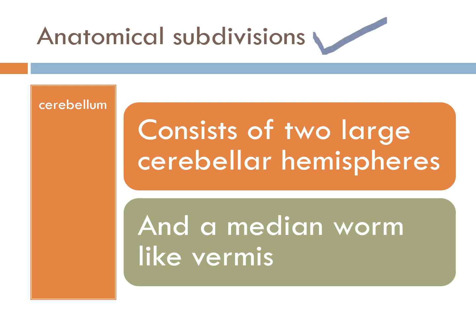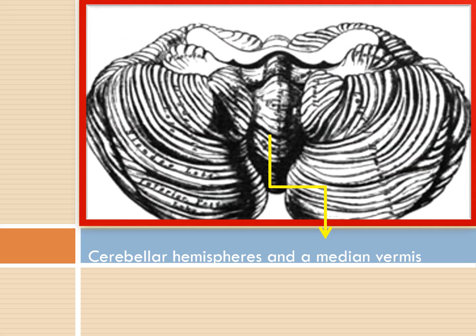Anatomical subdivision. You have to note this heading so that sometimes you may be asked separately. You may be asked cerebellum as an essay, or so many subdivisions we are having that may be asked as short notes. Now anatomical subdivisions consist of two large cerebellar hemispheres, and the middle part will be called vermis because it is worm-like. Now you can see in this picture, these are the cerebellar hemispheres. This middle constricted part will be called the vermis.